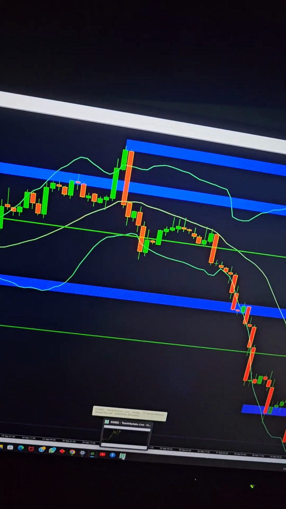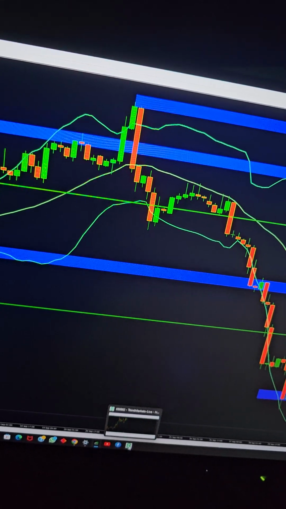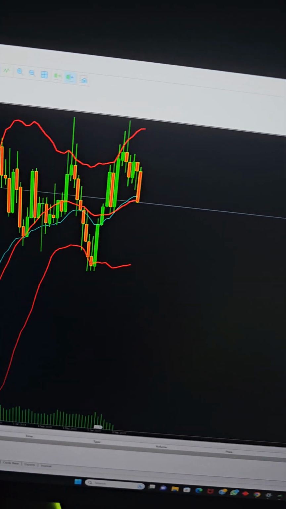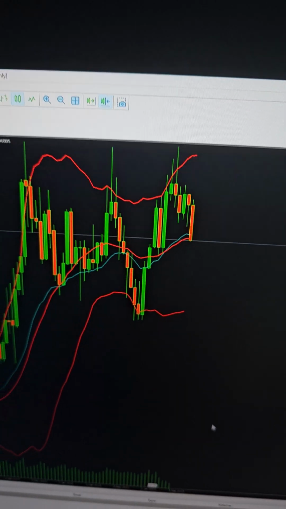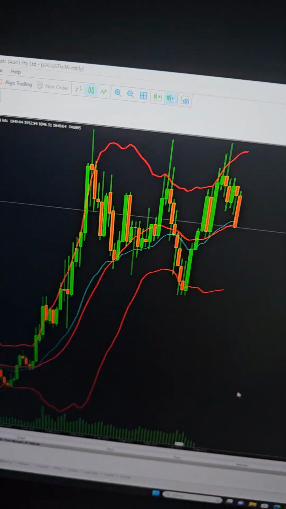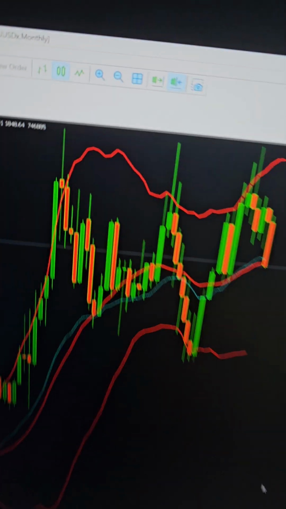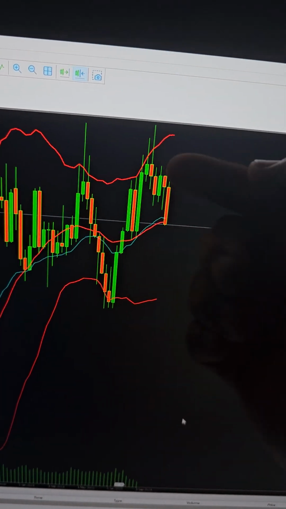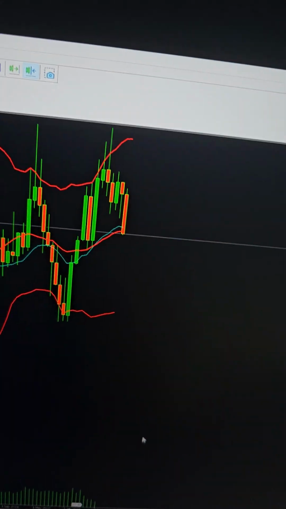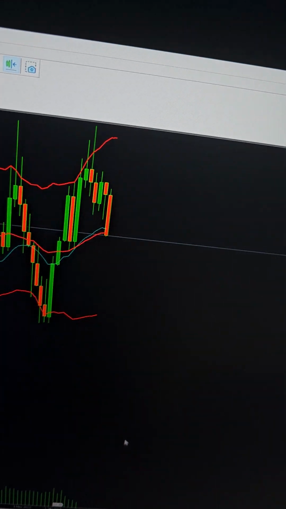So what does the monthly chart look like? Let's go on the monthly chart. This is the monthly chart. This is what it looks like. On the monthly chart, we can see that price just dropped from the upper line Bollinger Band to the middle line Bollinger Band.